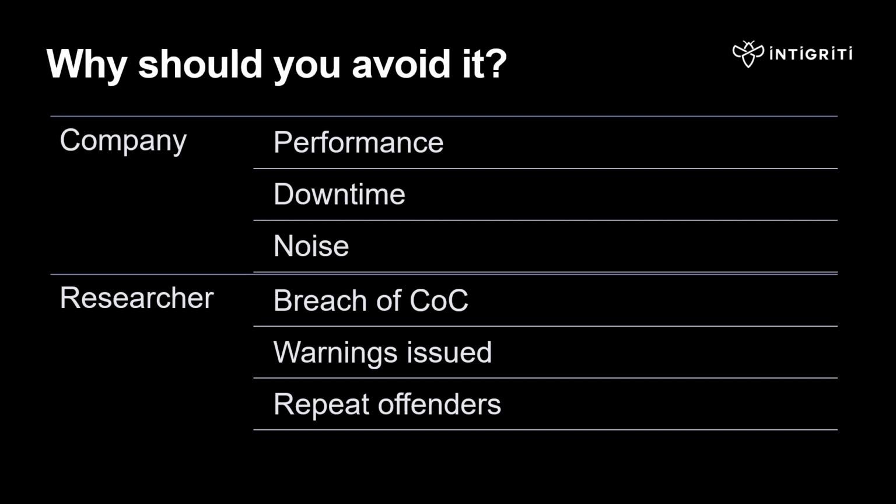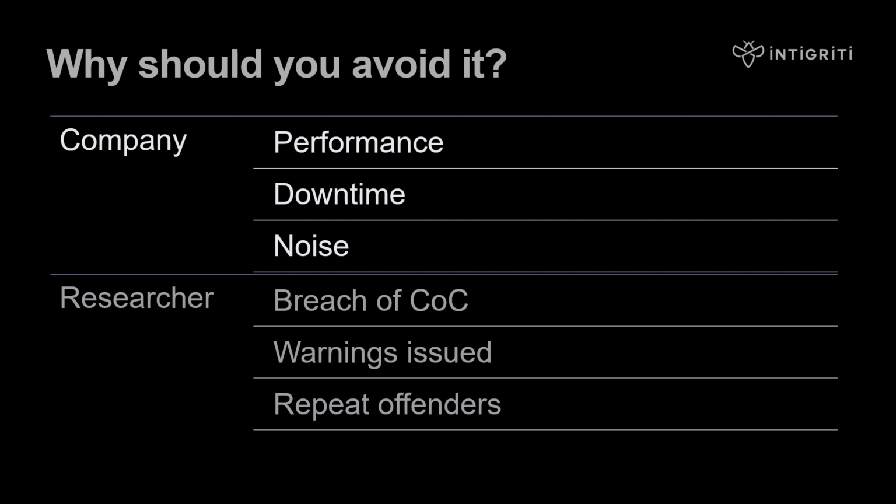So there are two key categories here. One is the impact to organizations and the other is the impact to researchers. Impact to organizations. One is performance. So if you hammer targets with traffic, that can obviously have serious impact on the performance. And in a worst case scenario, the impact can be so severe that it leads to downtime, which is the worst nightmare for most companies. Finally, there's noise. So defenders are monitoring for threats, and this becomes very difficult when you have an endless flood of attacks, especially if that's coming from many users.